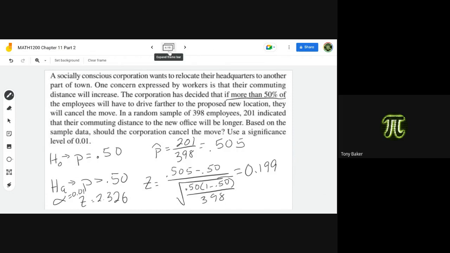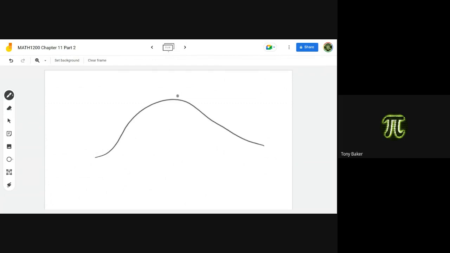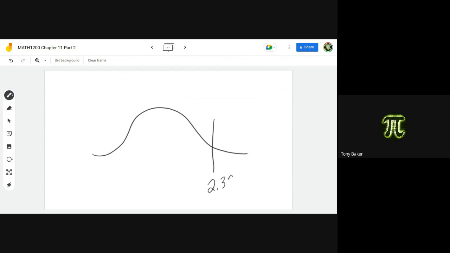Now when we look at the bell curve for this one, 2.326 is over here. That's my only reject region. I don't have one on the other side. And the number I got was 0.199, so it's not in there. So we're failing to reject.